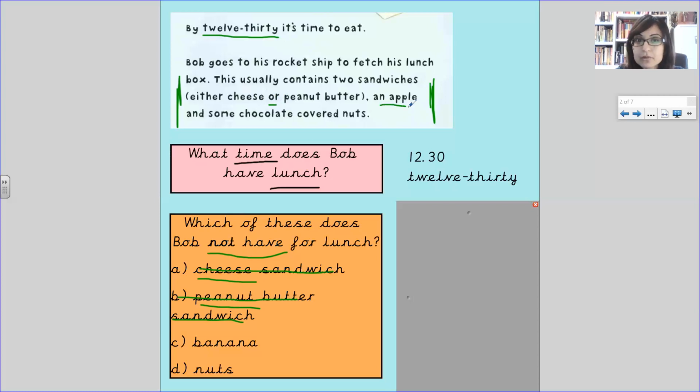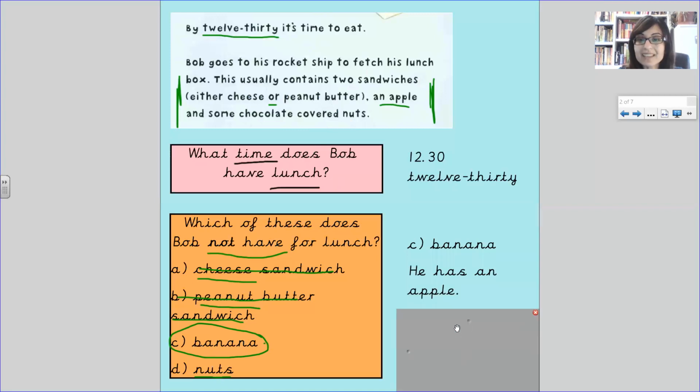He has an apple. Does he have an apple? Oh, apple's not there. And he has some nuts. Oh, there we go, right at the bottom. Does he eat a banana? Did we spot the word banana in the text at the top? He has 2 sandwiches, either cheese or peanut butter, an apple, and some chocolate-covered nuts. No, he does not eat a banana, so that's our correct answer. Should we check? There we go. He has an apple instead. Well done, Gaudi. Let's move on.